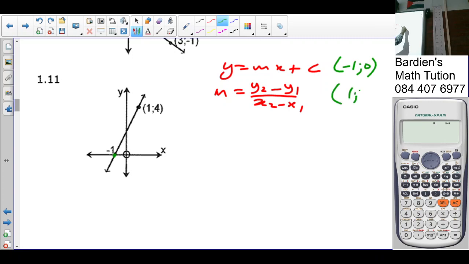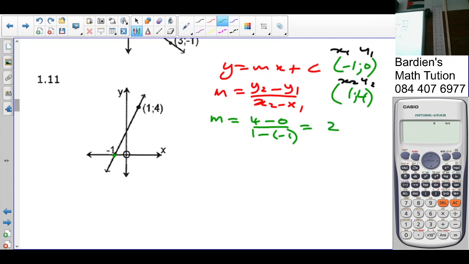And 1 and 4. Again, if that is x1, y1, x2, y2, the gradient is going to be 4 minus 0 over 1 minus minus 1. Is this a positive or negative gradient? Positive. It's increasing. So 4 over 2 is 2. What's your y-intercept? Do you have the y-intercept here? No. So I must use one of the points.